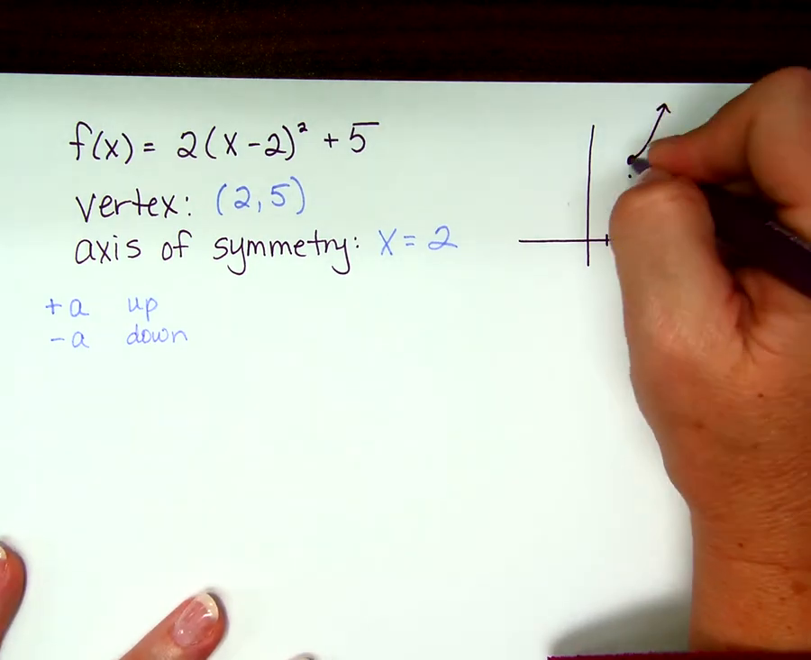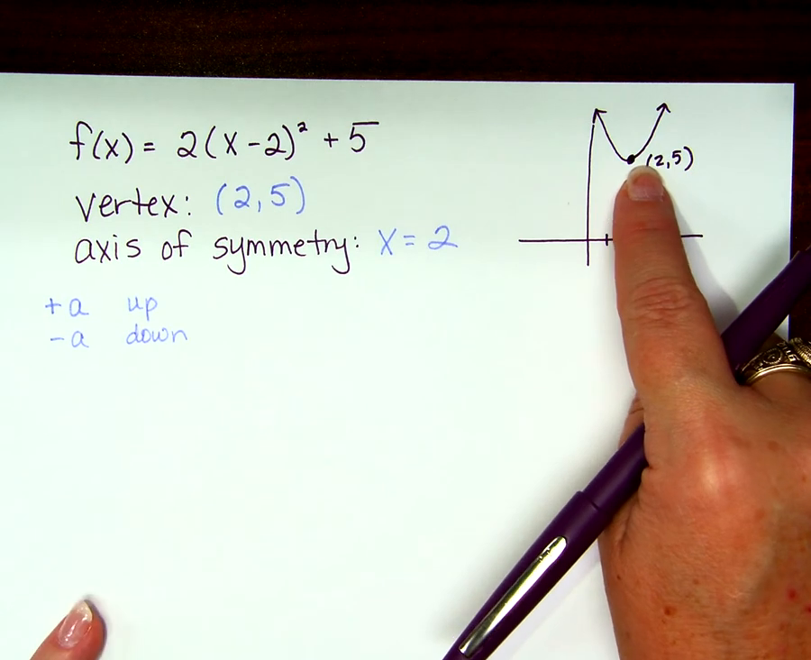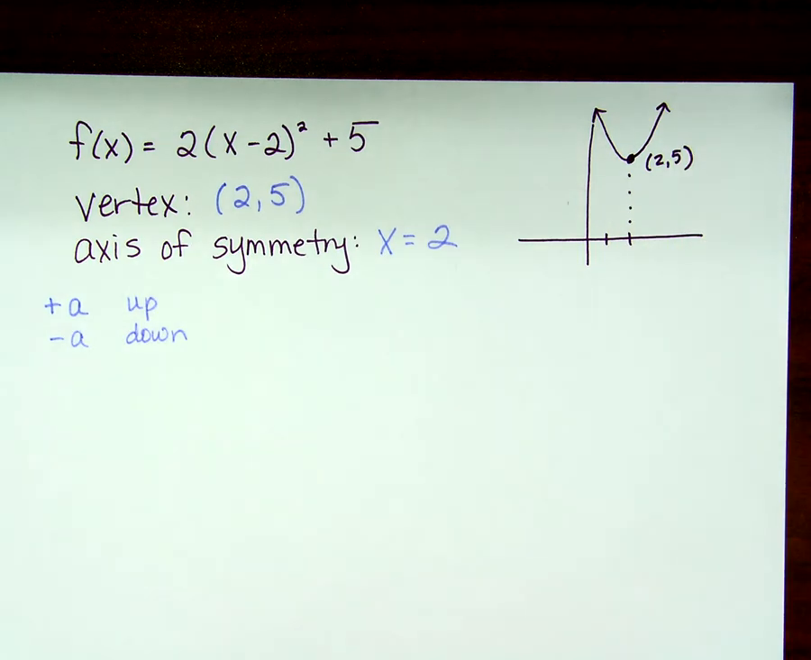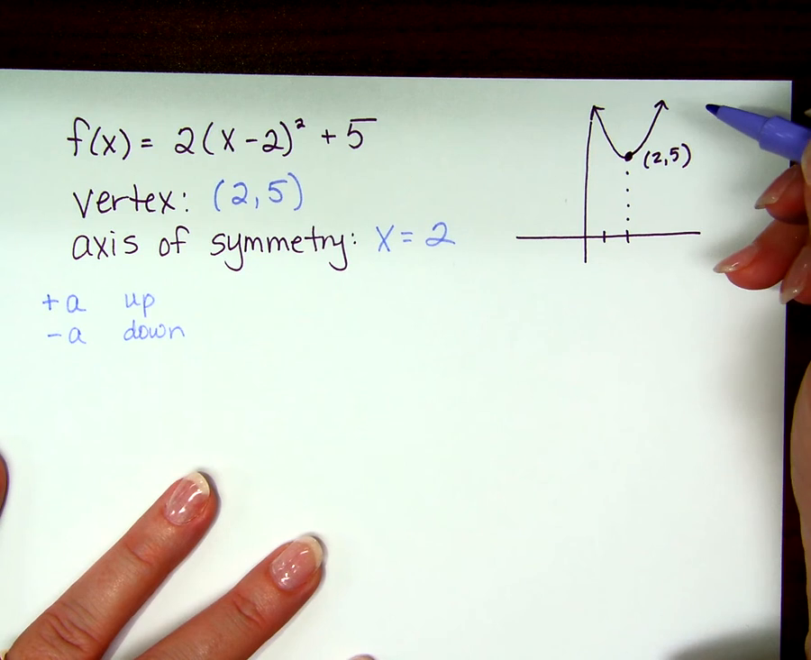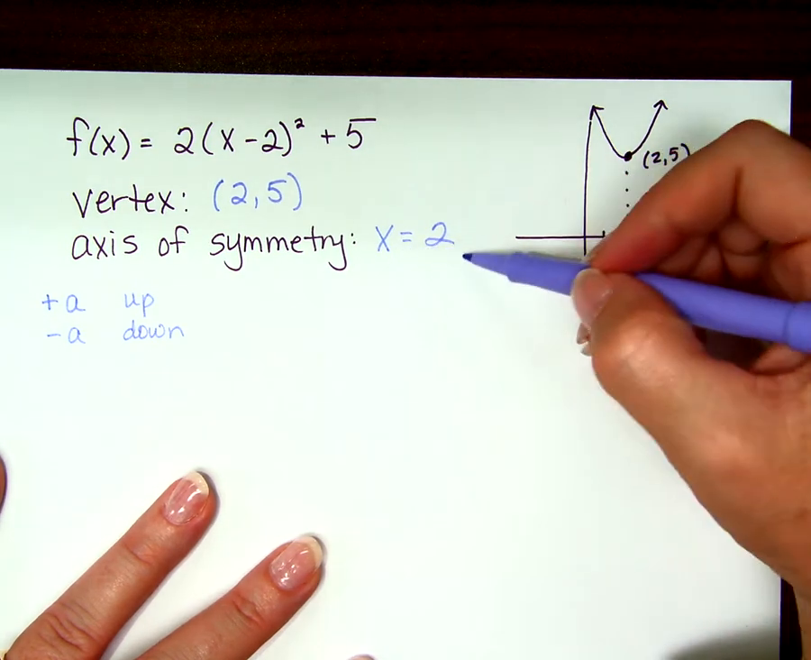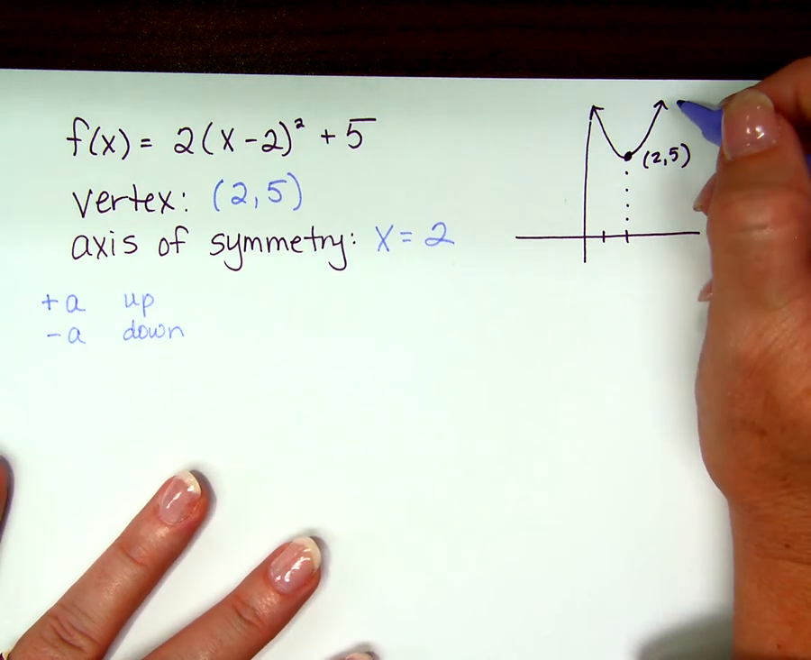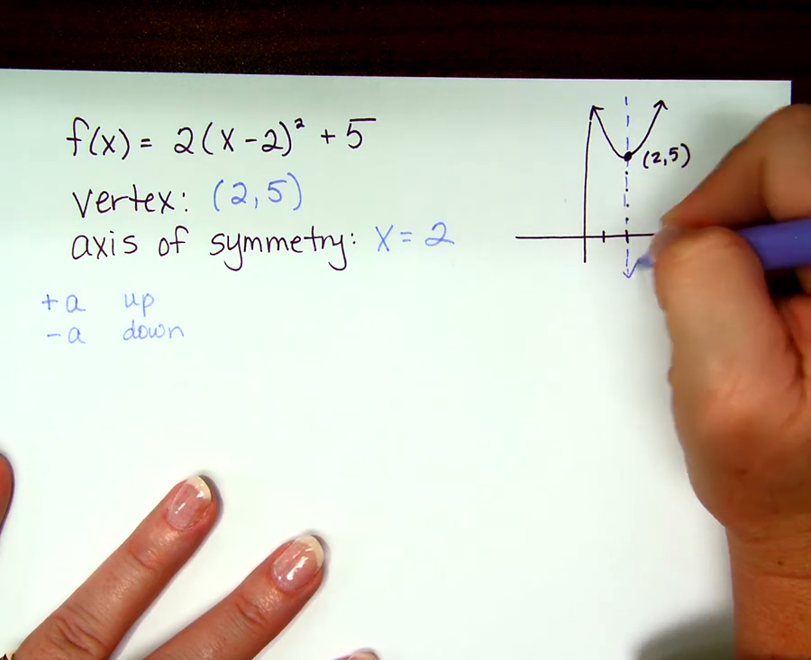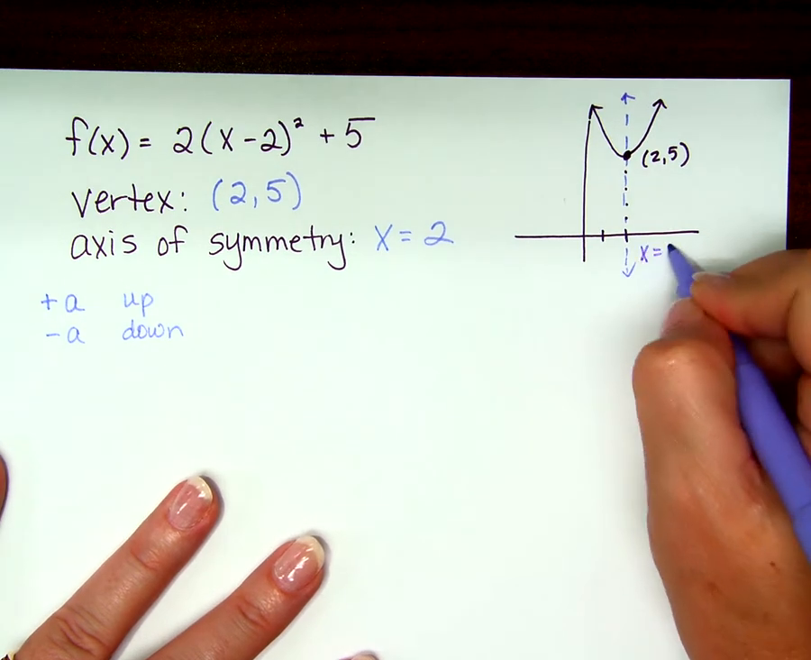So, is that exactly what this parabola looks like? No, but I know it opens up, so I'm just getting the general idea of how this opens, right? And then I need to draw and label my axis of symmetry. Where does it go? X equals 2. So it goes right through the what? Does my axis of symmetry always go through my vertex? Oh, excellent. There's my axis of symmetry. How do I label it? X equals 2.